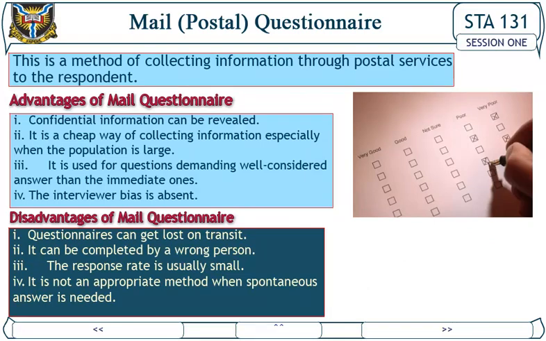Mail postal questionnaire. This is a method of collecting information through postal services to the respondent. Advantages of mail questionnaire. 1. Confidential information can be revealed. 2. It is a cheap way of collecting information, especially when the population is large. 3. It is used for questions demanding well-considered answers rather than immediate ones. 4. The interviewer bias is absent. Disadvantages of mail questionnaire. 1. Questionnaires can get lost in transit. 2. It can be completed by a wrong person. 3. The response rate is usually small. 4. It is not an appropriate method when spontaneous answers are needed.